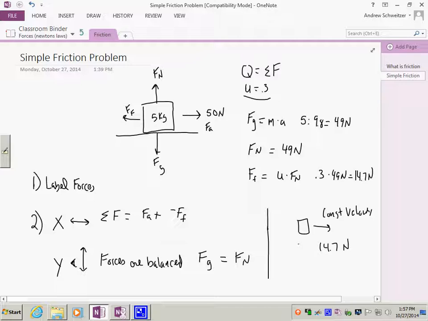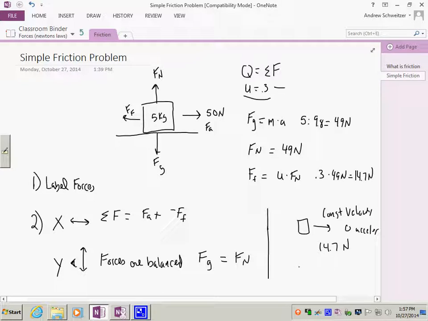I'm not separating out the fact that we have a static friction versus a sliding friction. I'm just going with one friction in this case. They would be similar, but the static would be a bit larger. So that would be a constant velocity, or zero acceleration.